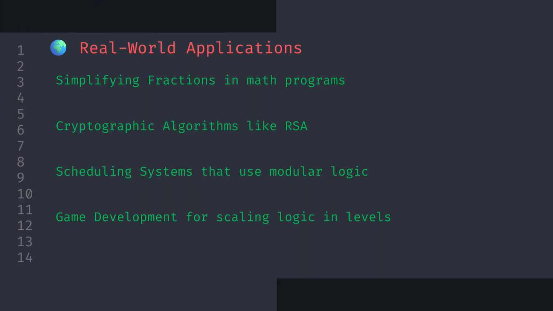GCD has a variety of practical uses beyond pure math. You'll see it in data encryption systems like RSA. It is also used to reduce fractions and resolve timing logic in games. Mastering this simple utility unlocks many real-world use cases.